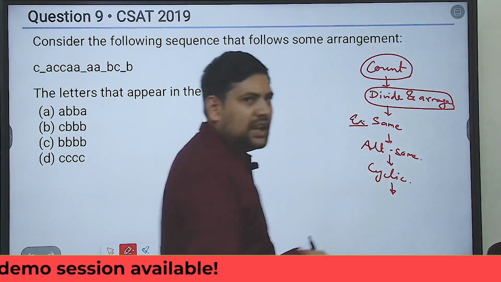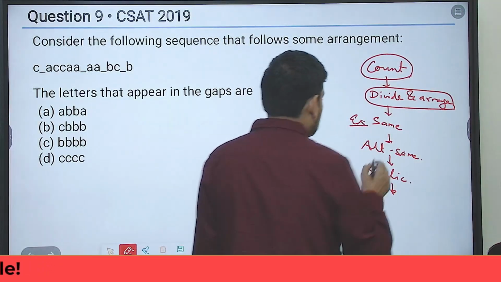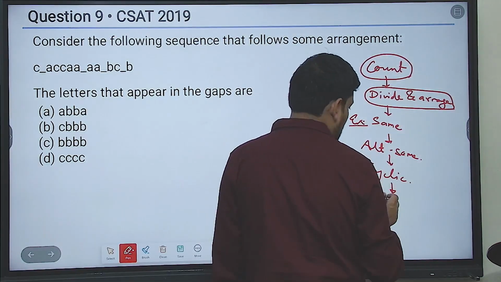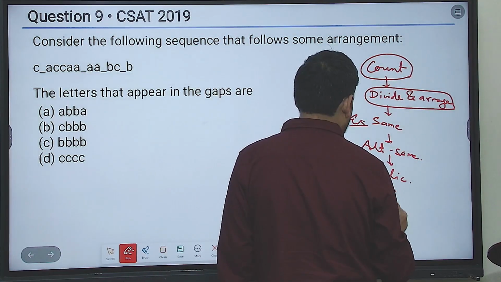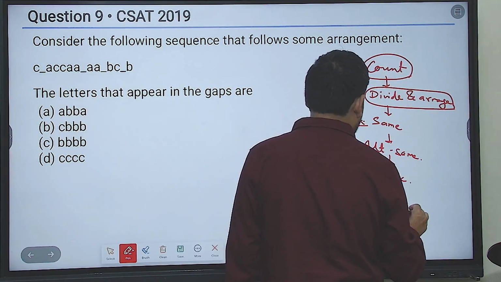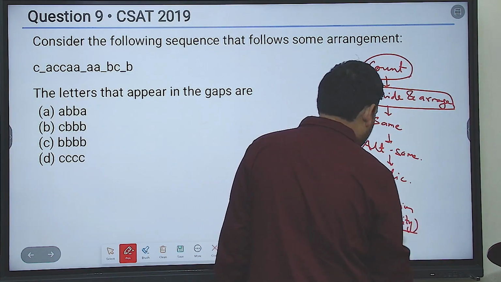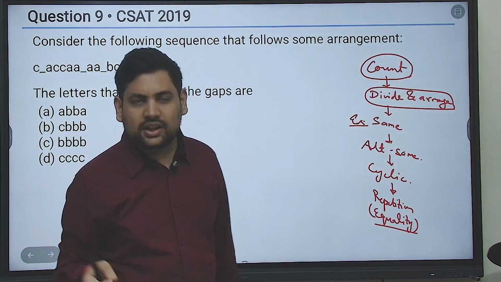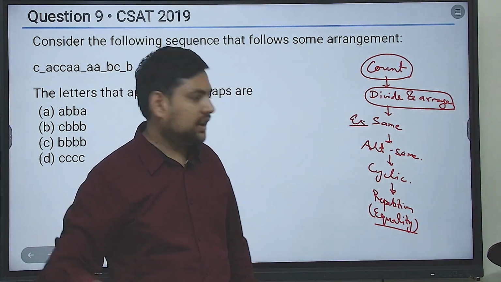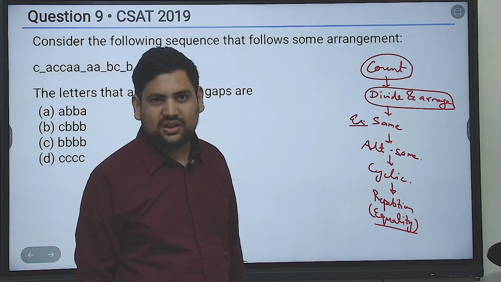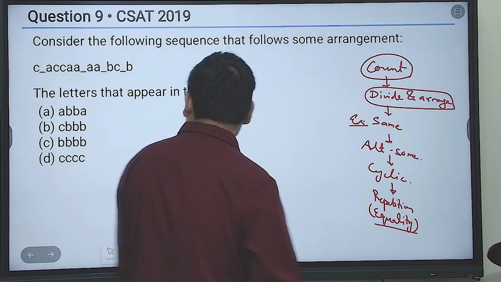And then if that also does not work, then you think in terms of repetition. In repetition you try to manage equality. That is, if let's say B is repeated twice, then you also try to make A repeat twice, C repeat twice, like that. If you follow this, you will get to the answer. Okay, then let's get started.